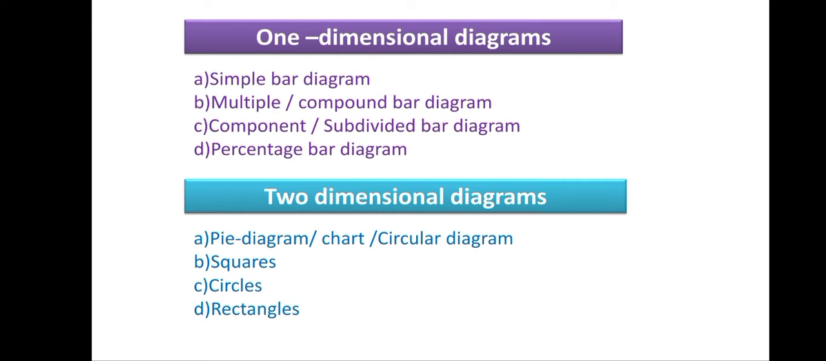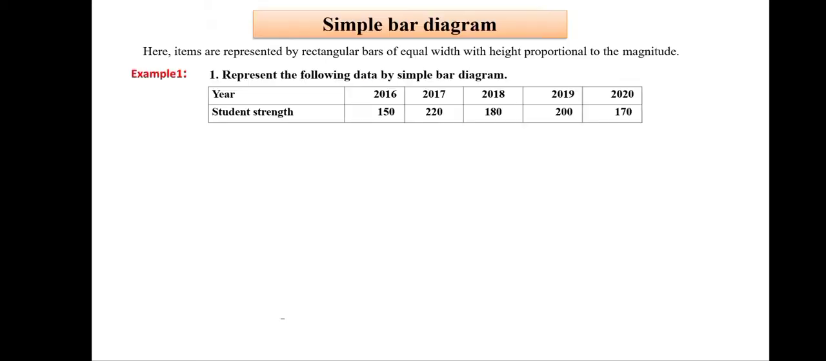Next is two-dimensional diagrams. The diagrams which are drawn by considering two dimensions are called two-dimensional diagrams. In two-dimensional diagrams, both height and width of the bars are taken into account. And here, the area generated by them is proportional to the magnitude of the data. Some of the two-dimensional diagrams are pie diagram or pie chart, which is also called circular diagram. Second is squares, third circles, and the fourth is rectangles.